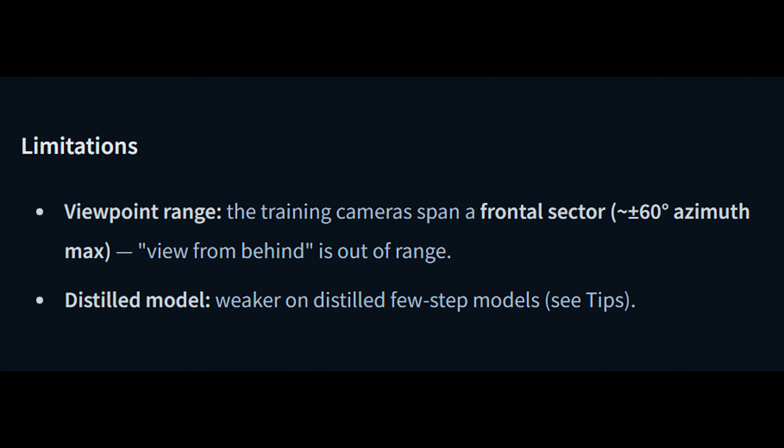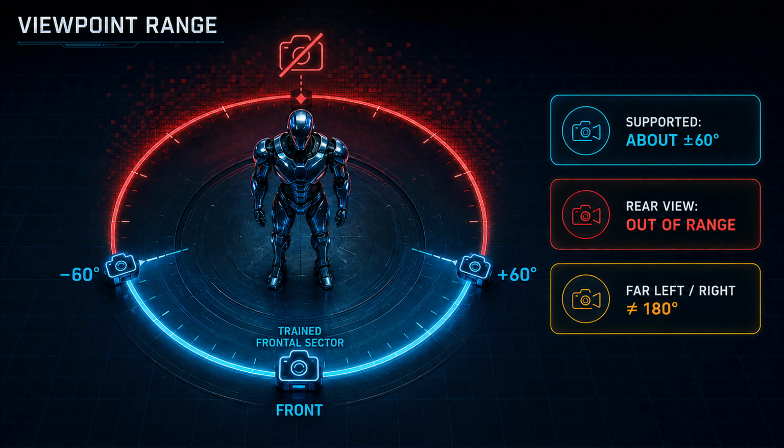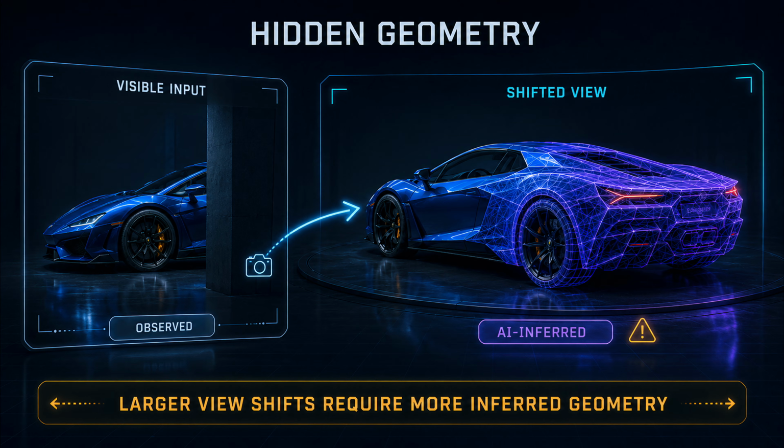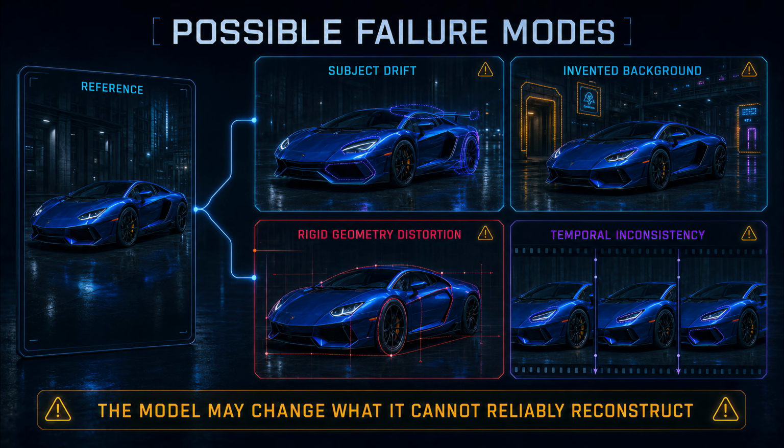The biggest official limitation is the available viewpoint range. The training cameras only covered a frontal sector of approximately 60 degrees to either side. A direct view from behind is outside the model's trained range. So, far to the left, or far to the right, doesn't mean a complete 180-degree rotation. When we push beyond this range, the LoRA has to hallucinate increasingly large portions of the scene. That can produce some genuinely impressive results, but it can also change the subject, invent new background details, distort rigid geometry, or lose temporal consistency.